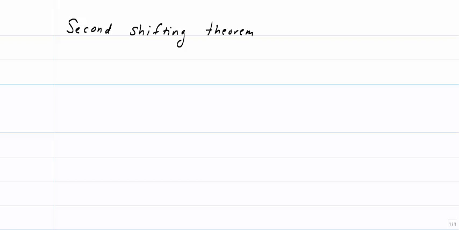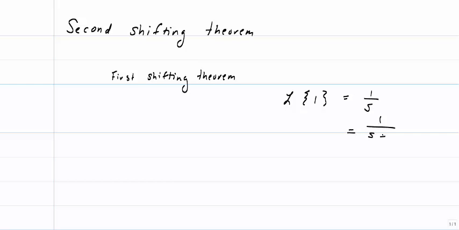Let's talk about the second shifting theorem. The first shifting theorem is a little bit easier. If we looked at the Laplace transform of 1, we see that's equal to 1 over s. However, if I change the 1 over s to 1 over s plus a, that is a shift in s, which results in an e to the negative at in the time domain.